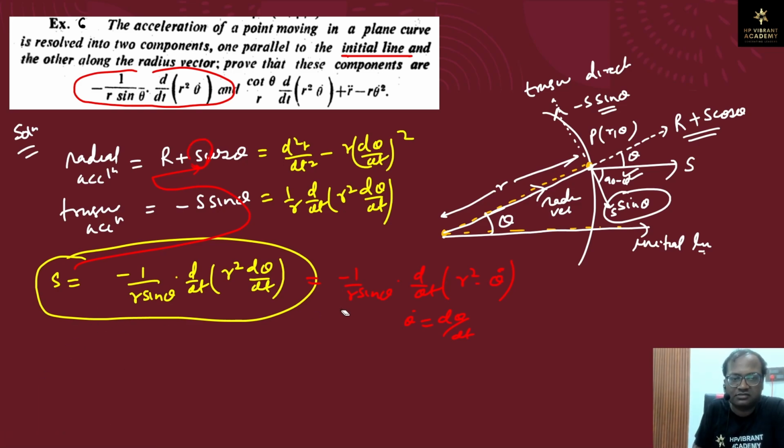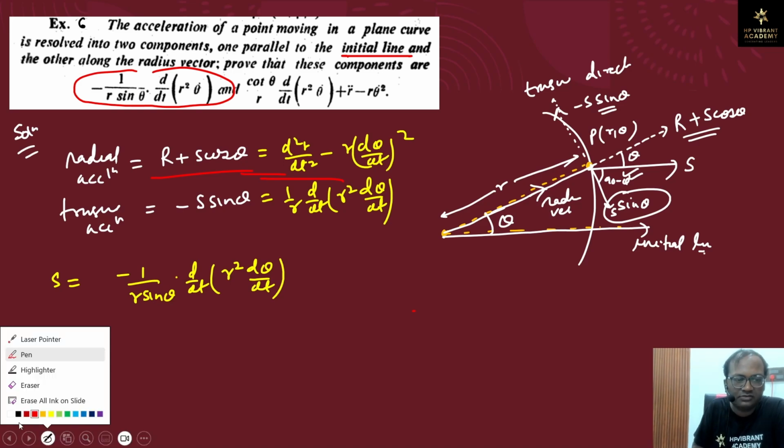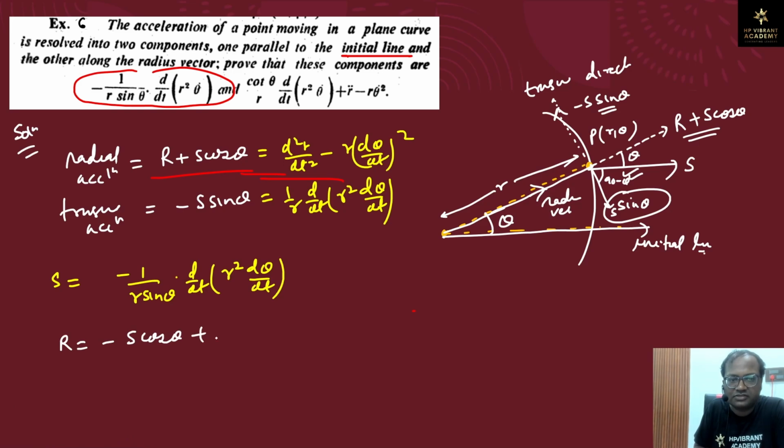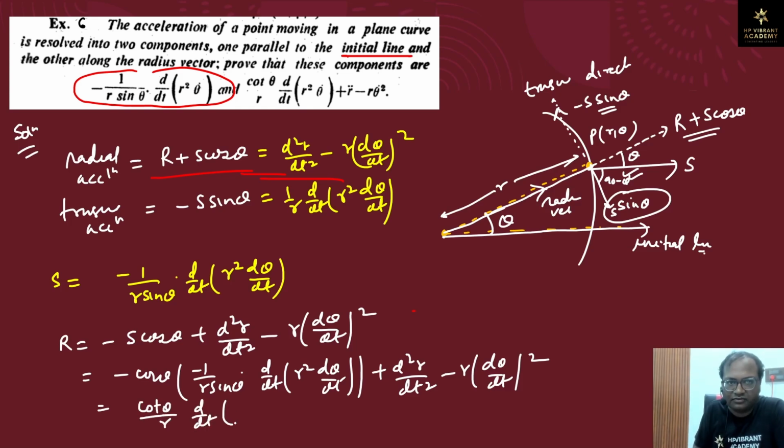From this expression we have r equal to minus s cos theta plus d2r upon dt square minus r (d theta upon dt) whole square. This is equal to minus cos theta into the value of s, which is minus 1 upon r sin theta into d upon dt of (r square d theta upon dt), plus d2r upon dt square minus r (d theta upon dt) whole square. So this is equal to cot theta upon r d upon dt of (r square theta dot), plus r double dot minus r theta dot square.